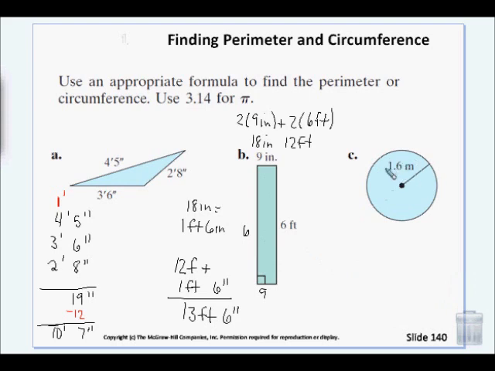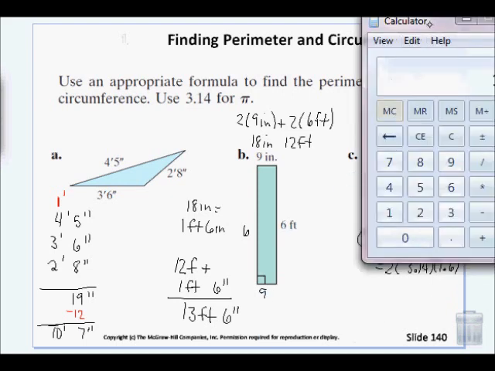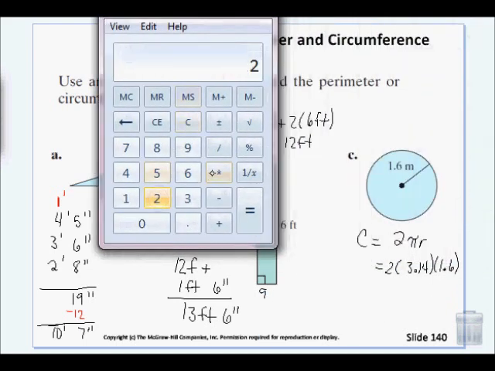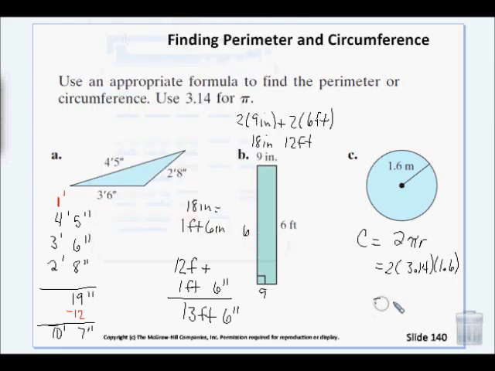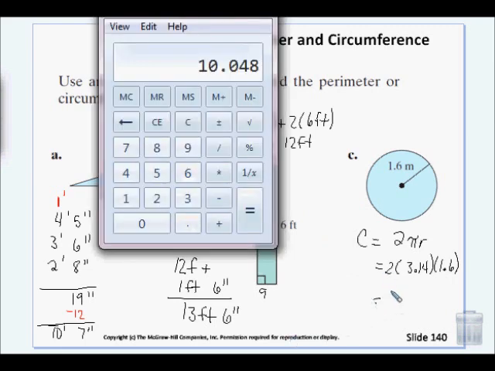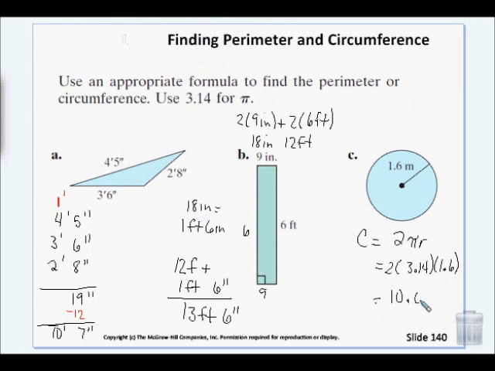My radius is 1.6 meters, so my perimeter or circumference in this case is 2 pi r. So that's 2 times 3.14 times 1.6. 10.048 meters.